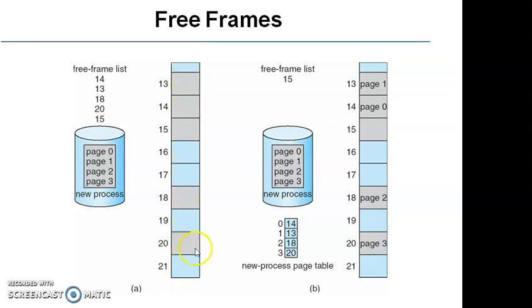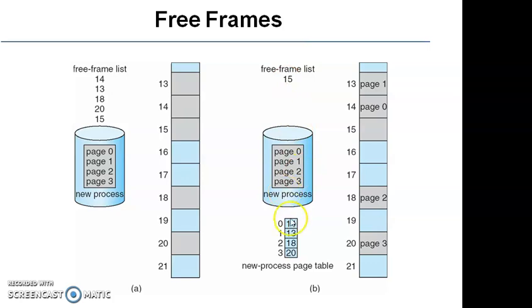This is before allocation. And after the allocation, for page number 0, we take the free frame, that is 14 here. Therefore 0 is allocated to 14. Similarly, 1 we allocate 13, 2 we allocate 18 and 3 we allocate 20 here. And after allocating these 4 frames, we are left with 15. Therefore the free frame list contains only 15.